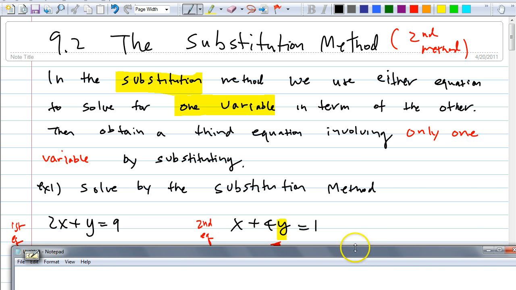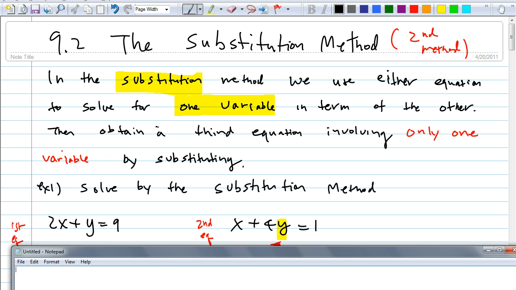I have two equations. That's why we have a system. So it says solve by substitution method, and Maddie is correct. So we got 2x plus y equals 9, x plus 4y equals 1. What we're going to try to do is, first it says we use either equation to solve for one variable. So it doesn't matter which equation you use. Which equation would you like to use? First one or the second one? First, let's use the first one.